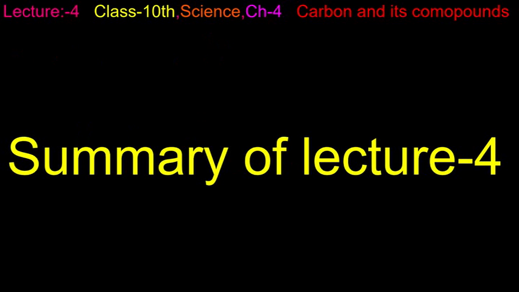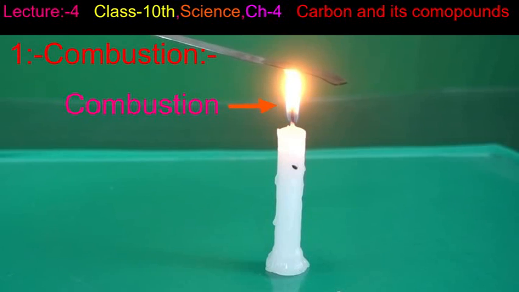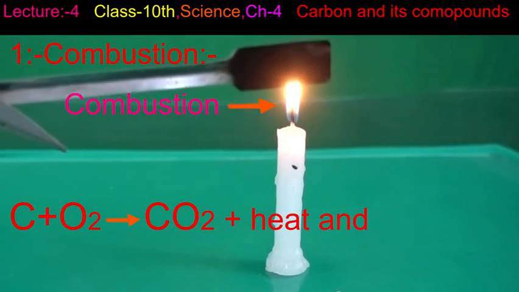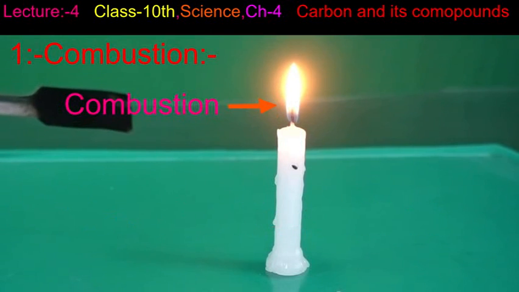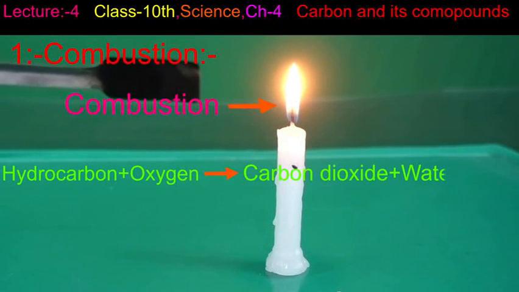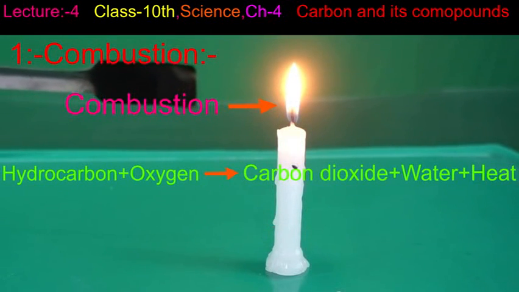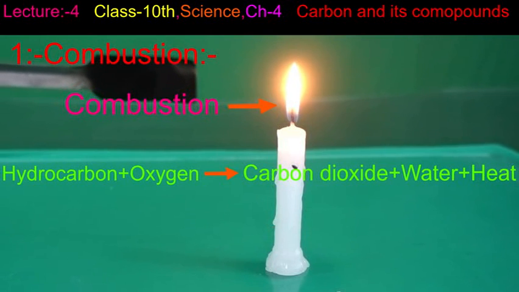Now let us revise today's learning in brief. At point number 1, we discussed about combustion. Combustion is highly exothermic reaction with atmospheric oxygen. Carbon burns in air to produce carbon dioxide and hydrocarbons burn to produce carbon dioxide and water or steam.